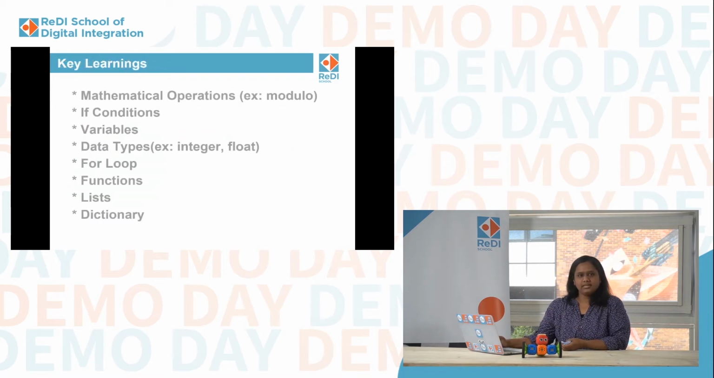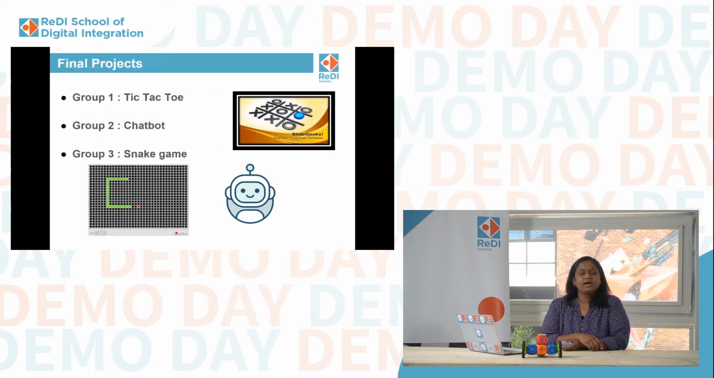What we have learned in this course: mainly, we have learned mathematical operations, for example, modulo, if conditions, variables, data types. That's, for example, integer, float, for loop, functions, list, and how to use dictionary in Python. And finally, we did projects in groups.